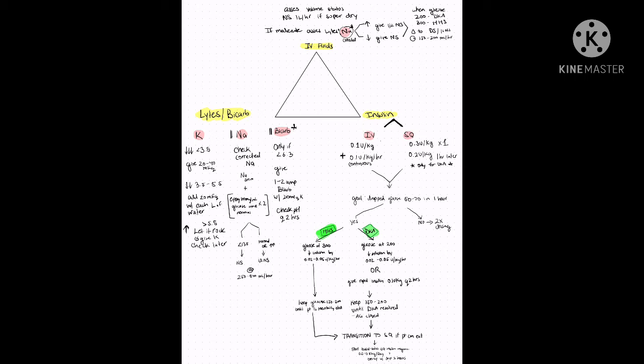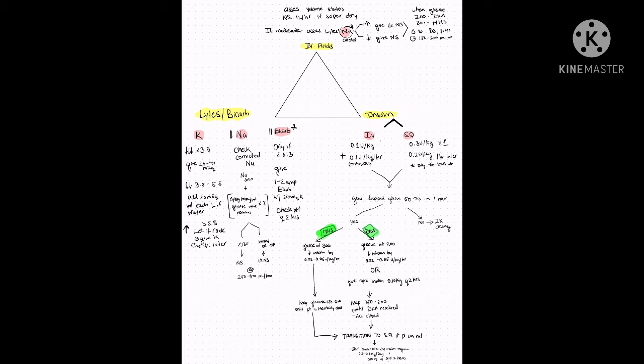So the goal is to get the glucose to drop within like 50 to 70 in the first hour. If you've achieved that, great. If you haven't, you should probably double the dose that you hit them with in the beginning. So let's say that we've successfully dropped the glucose by 50 to 70 in that first hour. Here's where the treatments kind of diverge a little bit.